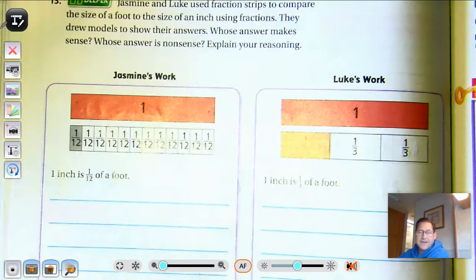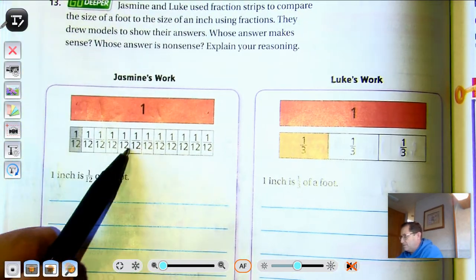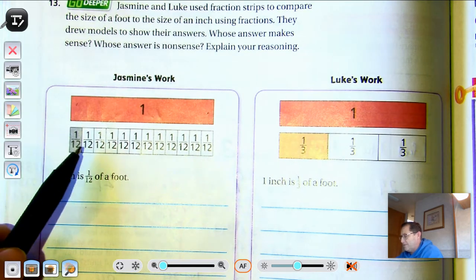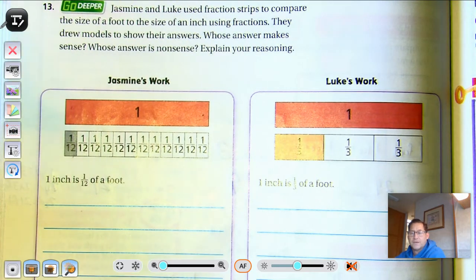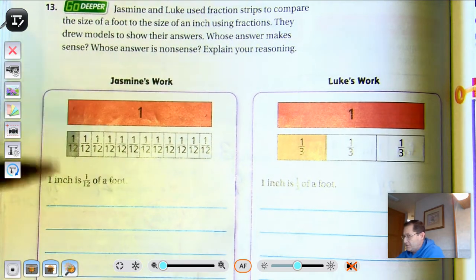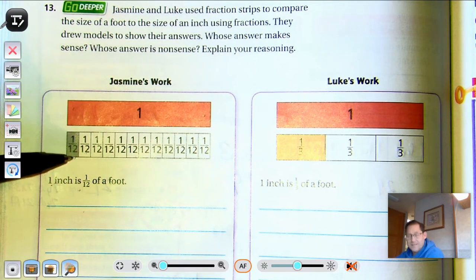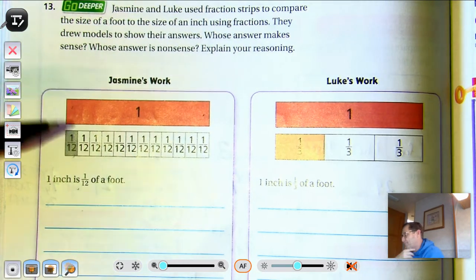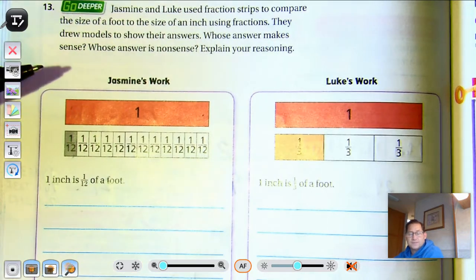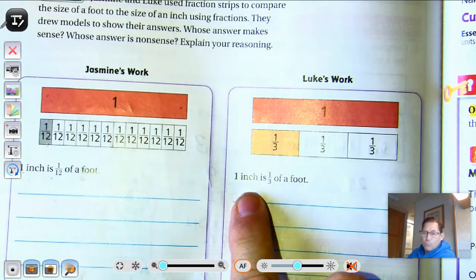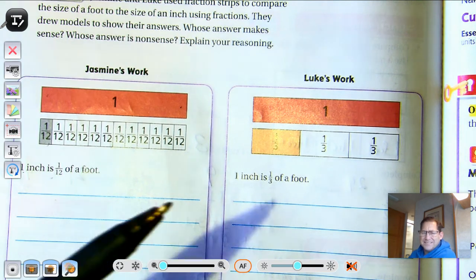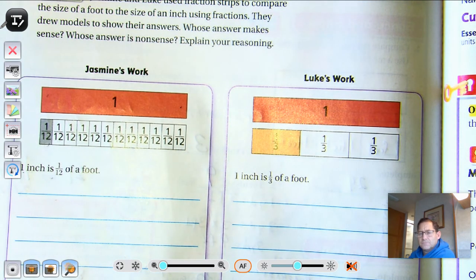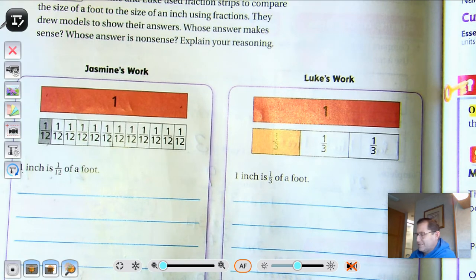It's a ruler, she's saying. And it's going to take her 12 inches to equal a foot. I agree with that. 12 inches in a foot. So she's saying 1 inch is 1/12 of a foot. That's true. Okay. 12 twelfths inches would be a foot. Luke is saying 1 inch is a third of a foot. 3 inches doesn't equal a foot. No, something's wrong there. This doesn't make sense.